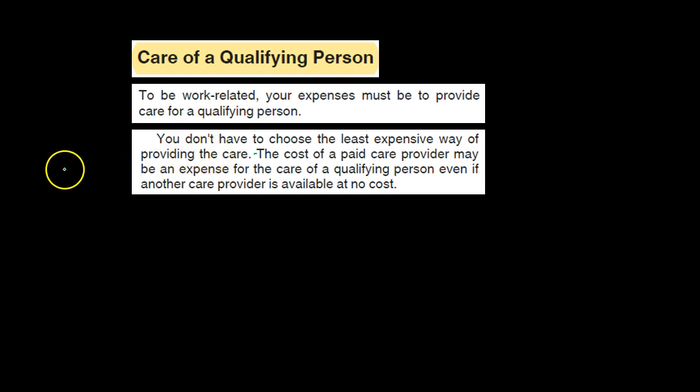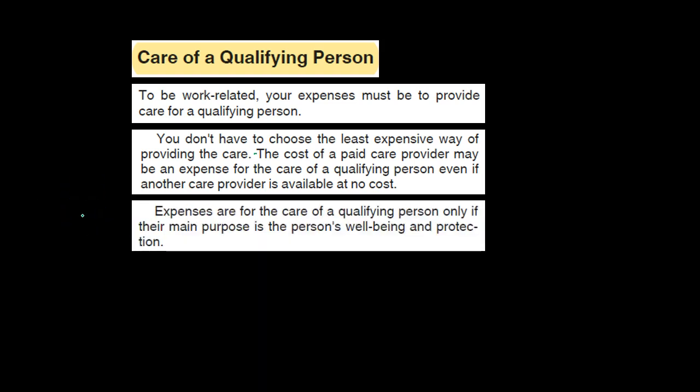Back to the text. The cost of a paid care provider may be an expense for the care of a qualifying person, even if another care provider is available at no cost. So again, we don't have to really choose the cheapest option necessarily in order to qualify for the care. In other words, simply because we had possibly a free option doesn't mean we can't still choose the paid option and still qualify in many cases.